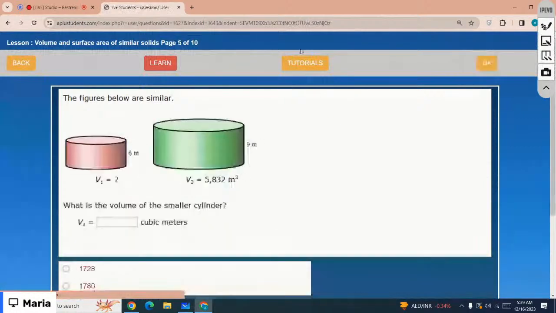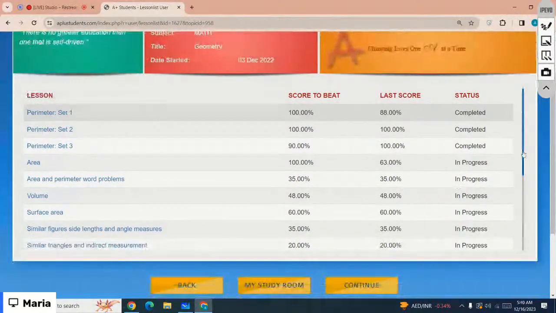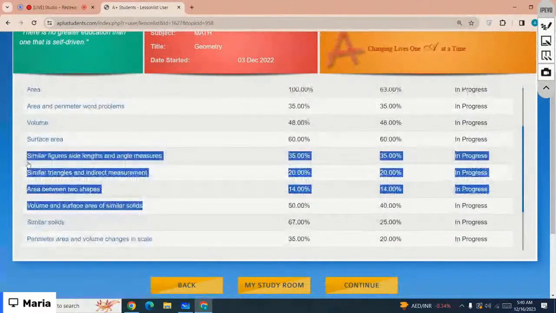Okay, you can complete the lesson by yourself later today. So, we're working on grade 9 math. The chapter we were working on is G, and the lessons we have covered today are similar figures, side lengths, and angle measurements, similar triangles and indirect measurement, area between two shapes, and volume and surface area of similar solids. So please make sure before the next session you complete all the practice questions for the lessons we did today. That is your homework until next session, right?